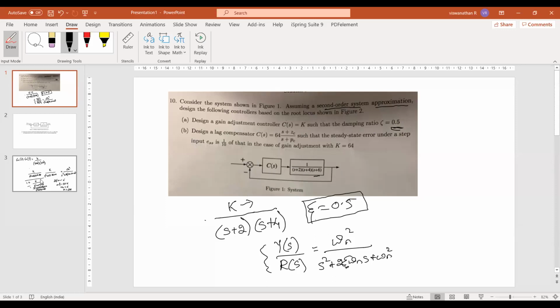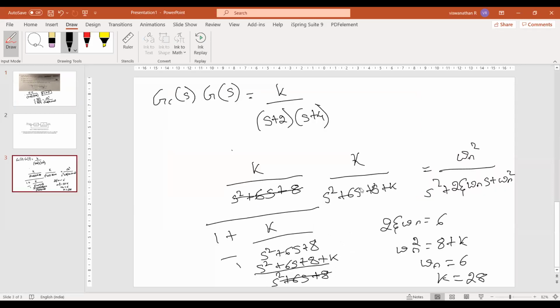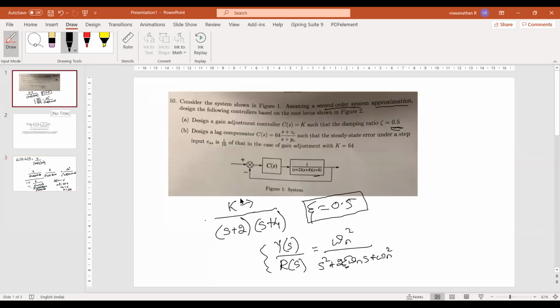Now what you did was you took the closed loop transfer function and then equated that to the second order system characteristic equation, and then with the given data omega and zeta equal to 0.5, you found out what is omega and what is k. Okay, so if you put k equal to 28, then the damping ratio should be equal to 0.5. So this is what we understood. Now let's try doing this in MATLAB.